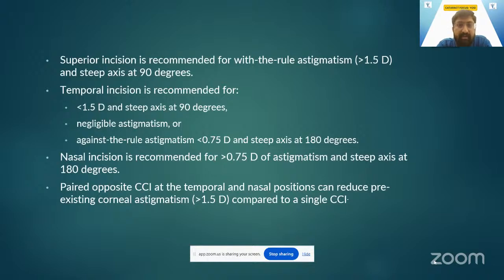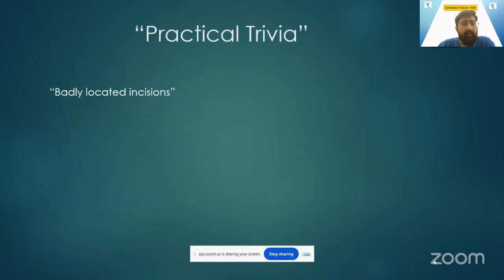Of course, all of us are doing clear corneal incisions, paired opposite clear corneal incisions. Whenever you feel that the patient is opting for a non-toric lens and wants a better result, you can always make a small main port entry and make a small clear corneal incision. The practical trivia in case of a badly located incision is that it is based on the surgeon's factor. In my own career, I have realized that badly located incisions matter, especially in cases of deep socket, especially when you are a beginner.